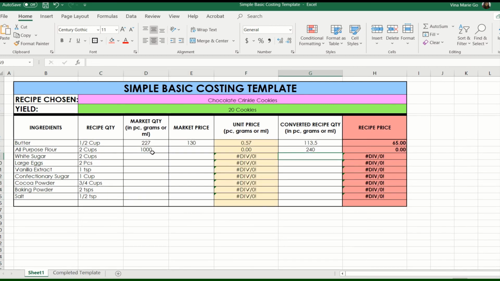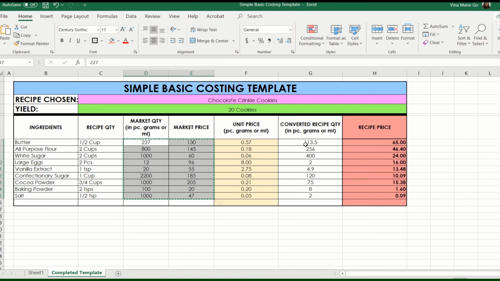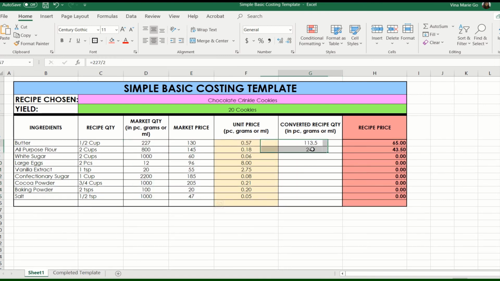Magic. I'll just copy paste it and put it here, and you will see my table transform and compute by itself so quickly, so painless. You won't even break a sweat, and your recipe price is here.